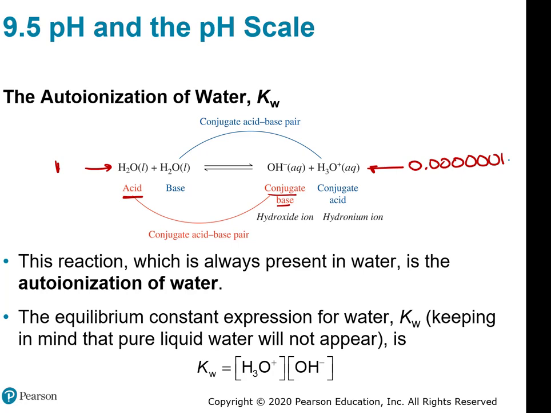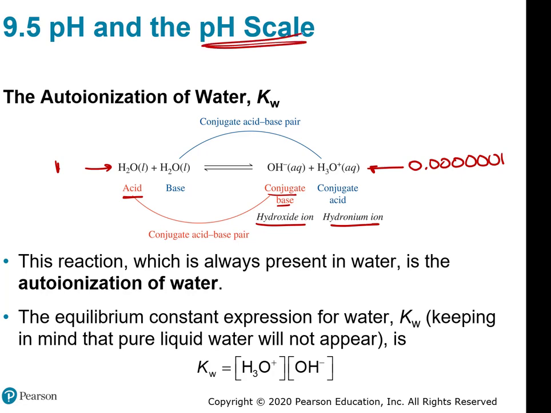If you have a solution and you have more hydrogen ions than hydroxide ions, then your sample is acidic. If you have more hydroxide ions than hydrogen ions, then your sample is basic. And if they're exactly equal, like this, the amount of hydrogen ions and hydroxide ions, the H and the OH, if they're exactly equal, then that's neutral. So that led to the development of the pH scale.